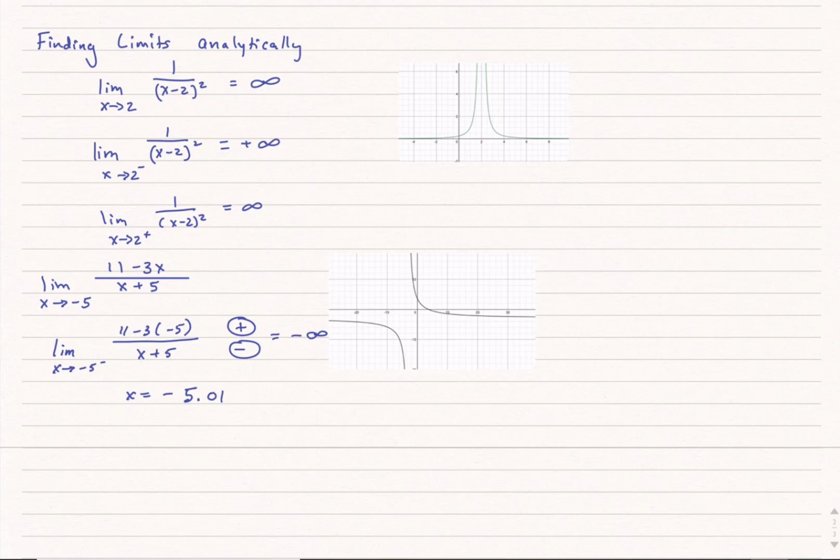Let's look at this from the right-hand side. As x approaches negative 5 from the right-hand side, that would be x equaling something like negative 4.99. So now, just as before, my numerator is still positive, but this time my denominator, because x plus 5 is greater than 0 when x is negative 4.99, is also positive. So that means this limit is positive infinity, which means the limit at x equals negative 5, I will write as does not exist.